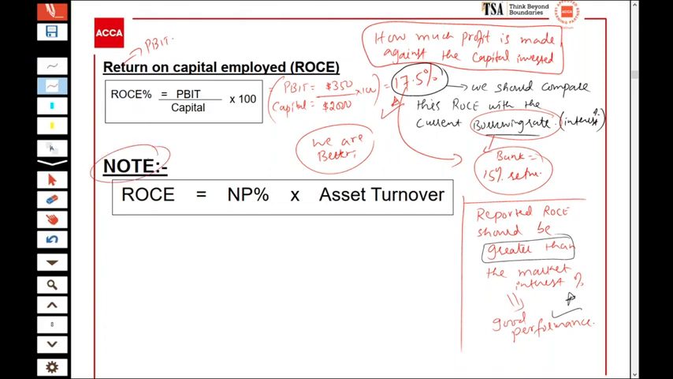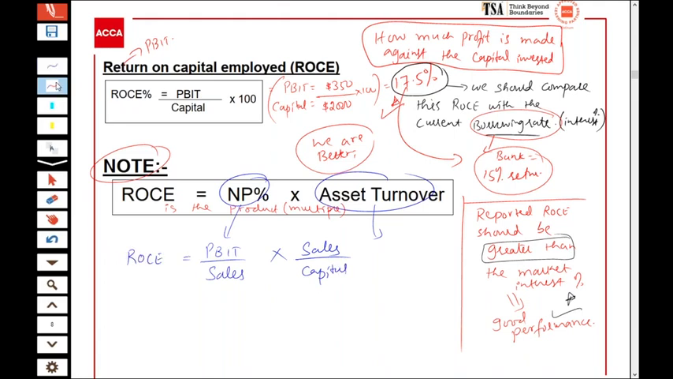This is something to be noted, that ROCE is the product of net profit margin and asset turnover. Now, how is it a product? Net profit margin is calculated as PBIT upon sales, multiplied by asset turnover. How do we calculate asset turnover? As you calculated a slide back, asset turnover is sales upon capital. And following the very basic mathematical trick, sales is cancelled, and so ROCE is PBIT upon capital.